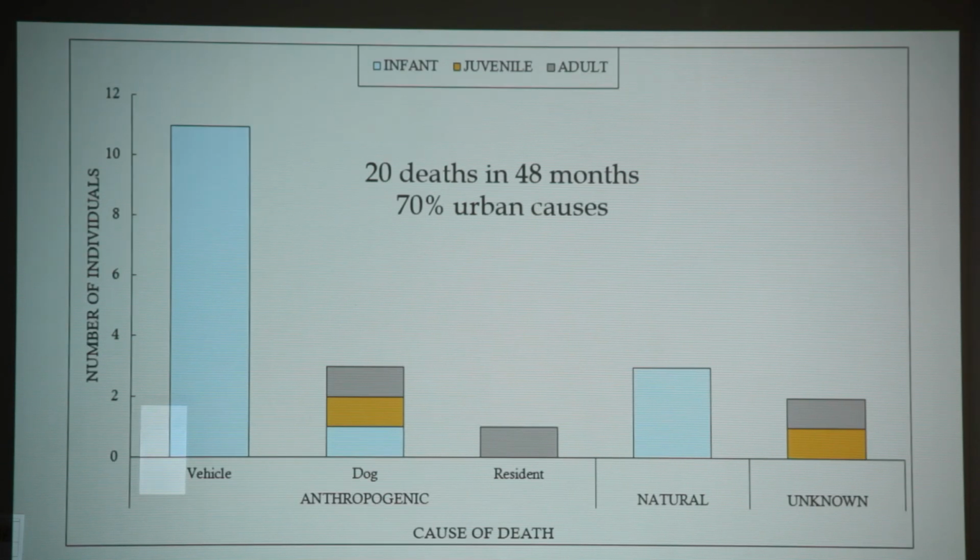20 deaths were recorded over a period of 4 years, and 70% of these were urban causes. This was namely within the infant age class, and they were a result of motor vehicle collisions. For those of you who are familiar with Royals, know that the R44 highway splits through the village itself. So baboons have to cross over that road in order to get into the village, and so they have this risk of this road situation. Well, we also had dogs.